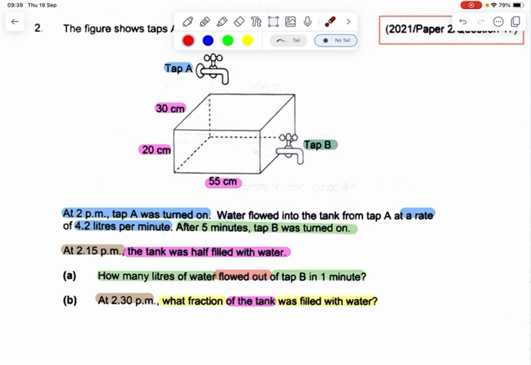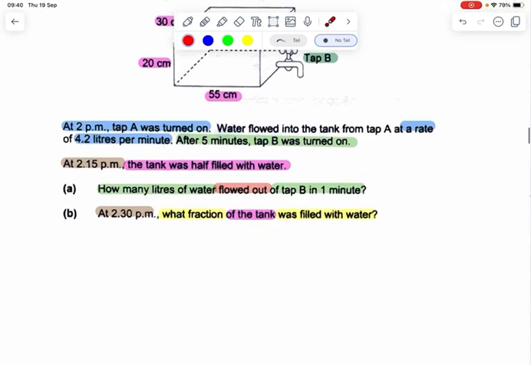The first question I ask you is how many liters of water flowed out of tap B in 1 minute? It means the rate at which water flows out from tap B. Part B says at 2:30 p.m., after half an hour, what fraction of the tank was filled with water?